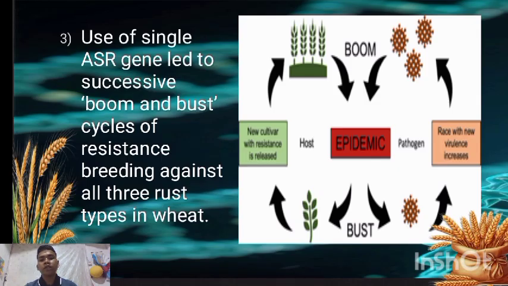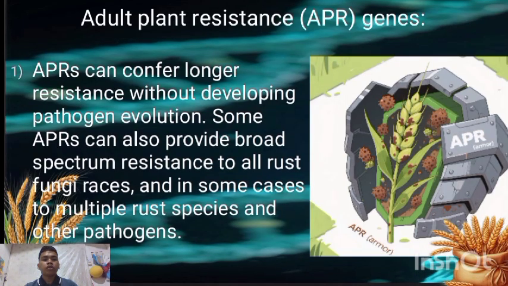That is the reason: because you are using only specific genes in your crop, there will be possible mutation, and through the years it will overcome your crop. So adult plant resistance, or the APR genes, can confer longer resistance without developing pathogen evolution. Some APRs can also provide broad-spectrum resistance to all rust fungi races, and in some cases to multiple rust species and other pathogens. So the adult plant resistance is not only focusing on the specific, but on the broad spectrum of the rust that may affect the wheat.